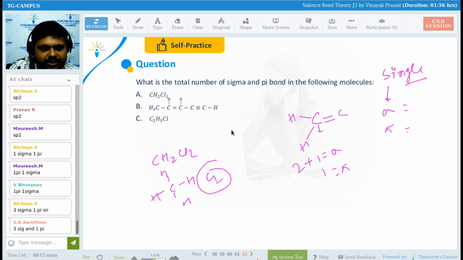Now, do this question first. Try to find the sigma and pi with this carbon.